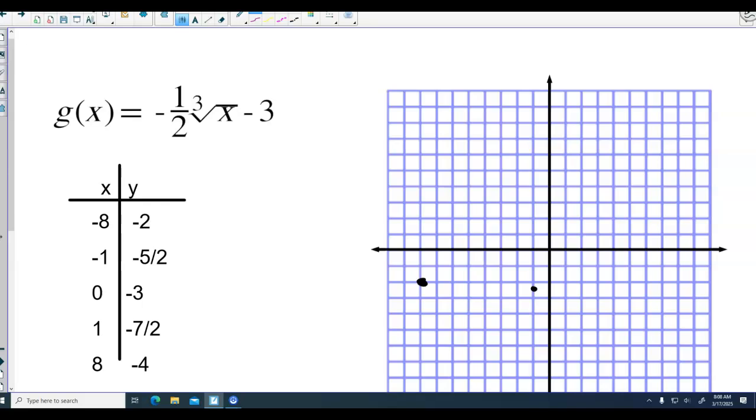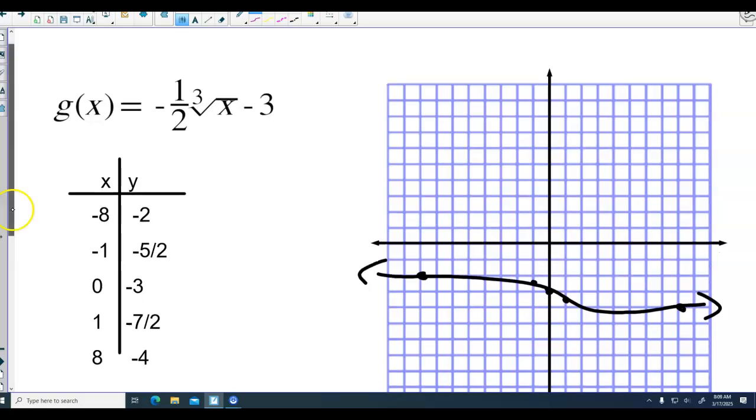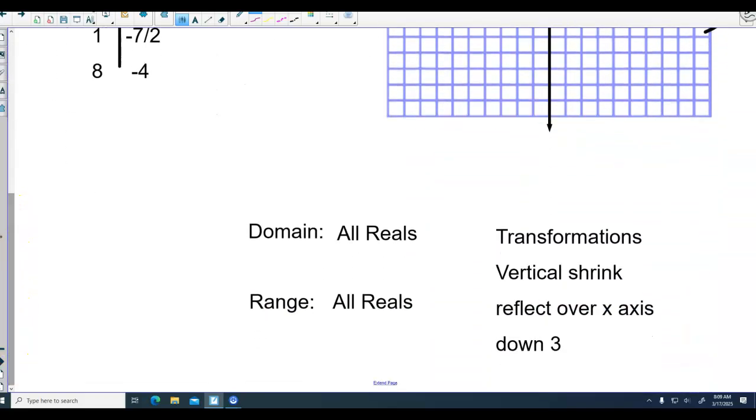Okay. We put the 0 in there, we get negative 3. We put positive 1 in there, we get negative 7/2. And then finally, we put 8 in there. Cube root of 8 is 2 times negative 1/2 is negative 1 minus 3 is negative 4. Yep. And there's my graph. Okay, in this graph, all reals, negative infinity to infinity if you want. The cube root graphs are going to be all reals for domain and range.